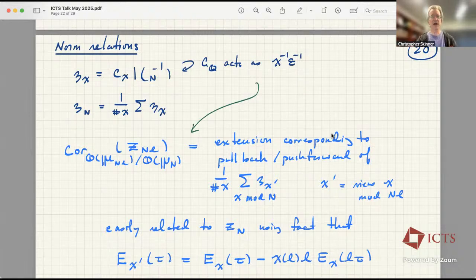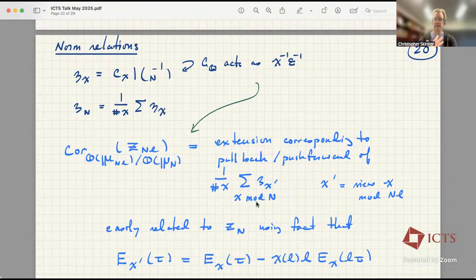it's easy to read off from this how the co-restriction map acts, because we understand how Galois is acting on these classes C of chi. And so it's very easy to see that the co-restriction of the class Z of NL, where I've added a new prime L to N, is a trace of the Galois action. So it ends up being the extension corresponding to the pullback push forward of the sum of the chi's mod NL. So Z of NL is the sum over the chi's mod NL, and the only ones that survive under the co-restriction map are the ones that came from N in the first place.